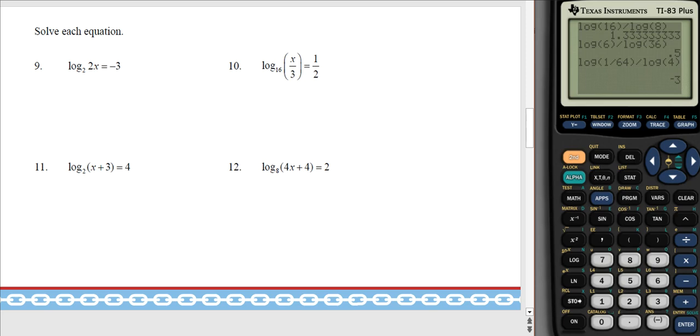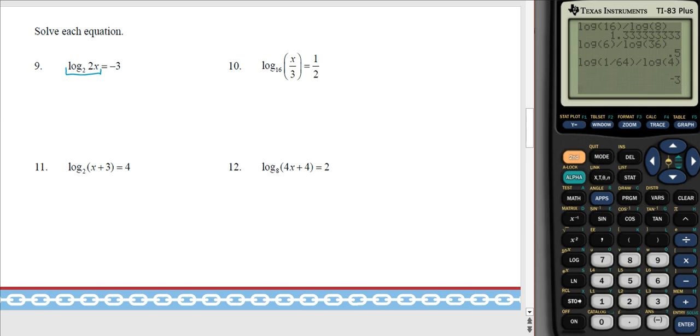Lots of various properties that we talked about throughout the chapter, but the first thing I always look for is, can I evaluate something? Looking at number 9, can I evaluate log base 2 of 2x? Well, because it has a variable, I cannot. And that's going to be the case for all 4 of these. We cannot evaluate the logarithm.